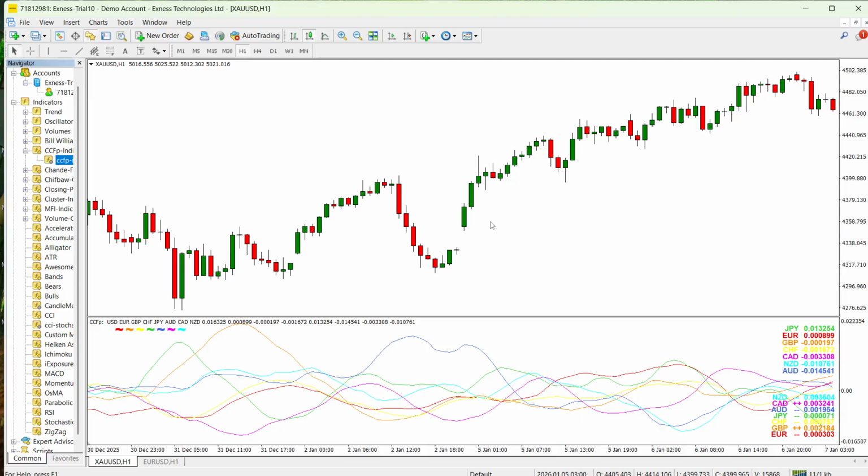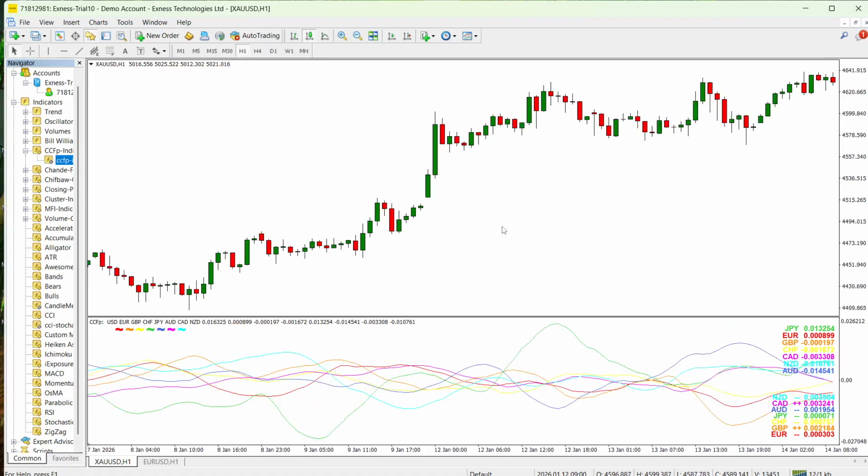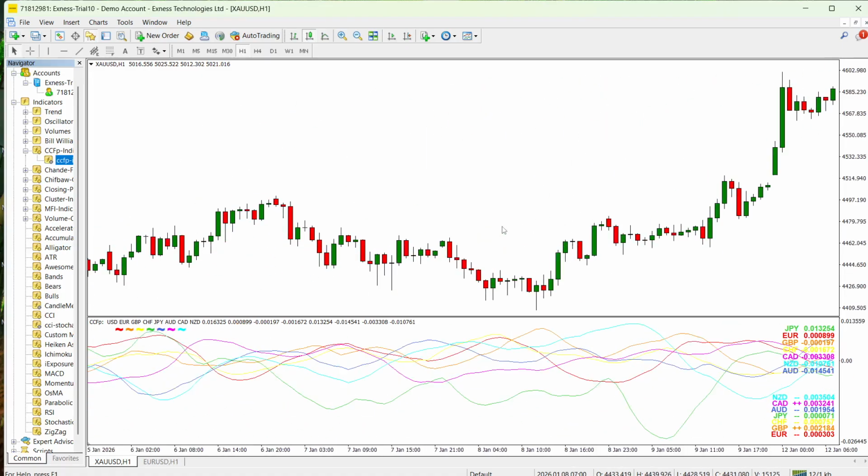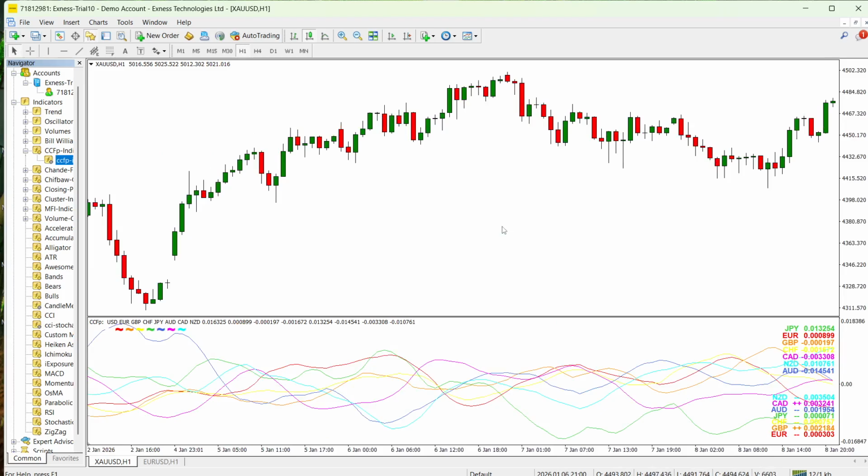You can download the CCFP indicator for MT4 and MT5 using the link in the description below. It gives you a clear currency strength snapshot and suggested strong versus weak pairings, helping you focus on markets with the most directional potential.